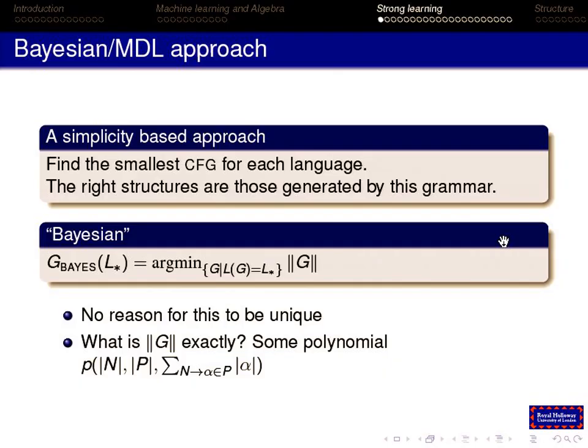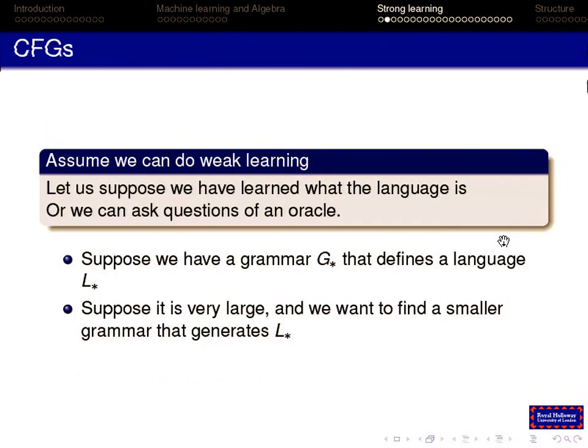There's no particular reason for this to be unique. We might have several that have the same thing. And what exactly is our measure of size? What exactly is our prior? These are all problems one can perhaps deal with. What I want to do is take a different approach, which I'll develop a bit later, and which I hope I'll demonstrate is pretty much the same as this original approach under some circumstances.